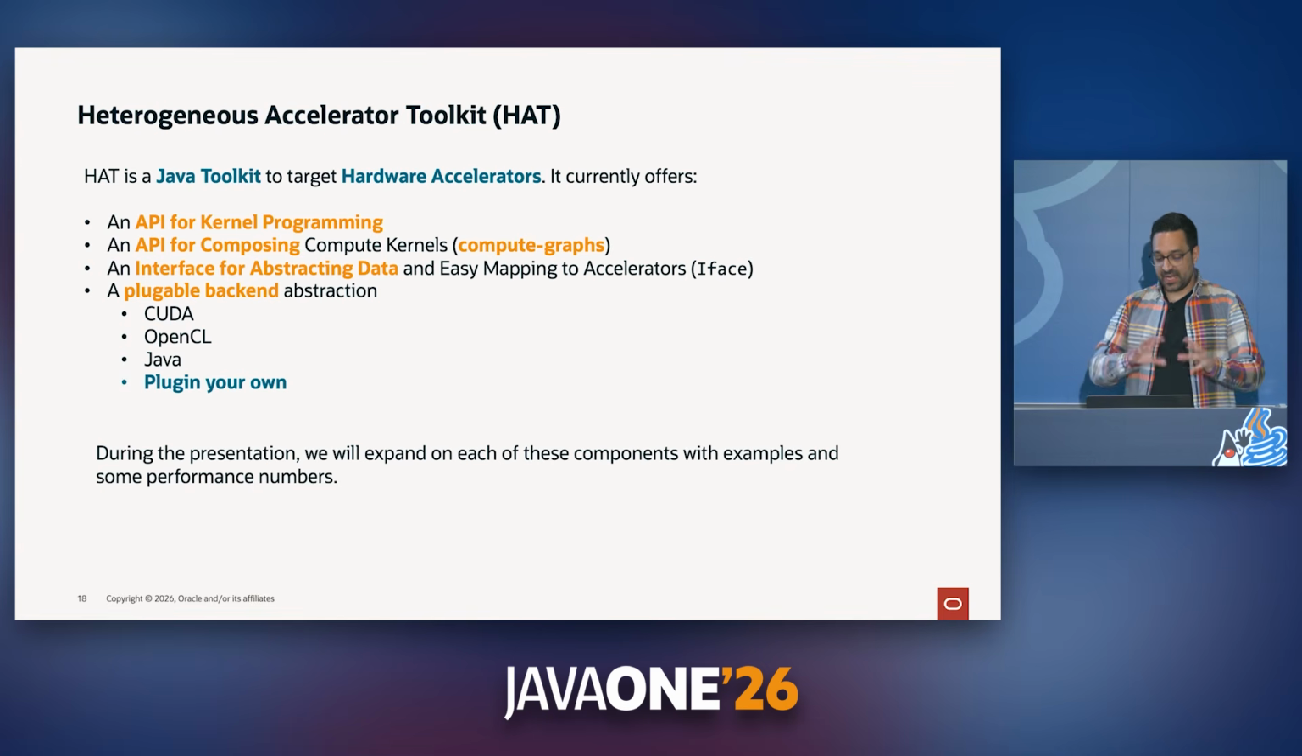And then HAT offers what is called a pluggable backend abstraction. We have now 2 backends, one for CUDA targeting embedded GPUs, another one for OpenCL, and another one for Java. And you can think, why Java? Java's an accelerator. Well, there are a few reasons for that. The main one, I would say, is to allow debugging.